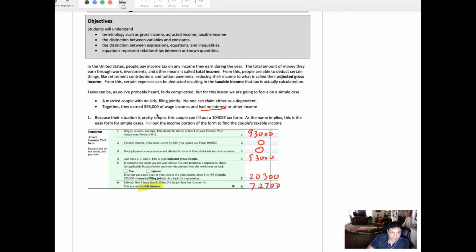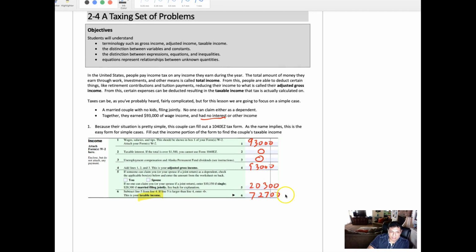Looking at this first situation, this is an example of a 1040EZ form where we have someone who makes a certain amount of income. Together they earn 93,000, had no interest or other income. That was how much they made. You would fill out a tax return like this, and then answer this question: if no one can claim you, enter 10,150. If you're married, enter 20,300. And this is what's called taxable income.